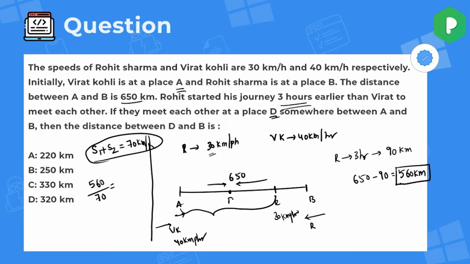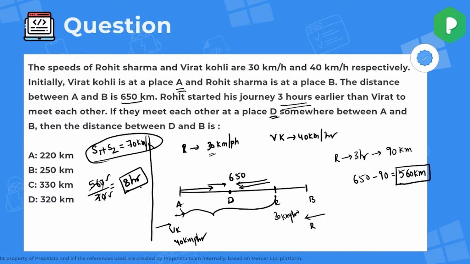In order to meet at this point, Virat Kohli is traveling like this and Rohit Sharma is traveling like this. In order to meet at this point, the total distance should be covered by both people. That's why I have summed up the speeds, because they are traveling towards each other. So 560 by 70 is your required time; the 0 gets cancelled and it is 8. Distance by speed gives you 8 hours.